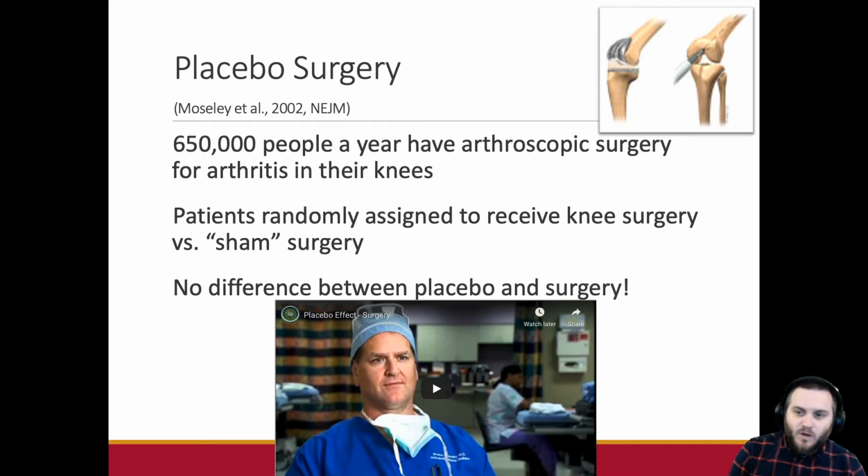So in this one, the doctors randomly assigned patients to either get real knee surgery or sham knee surgery. Now, what's double-blind about this? You think, well, the doctor needs to know when they're going into the operating room whether or not they're going to get real surgery or not real surgery. That's the thing. That's how you actually keep doctors in the loop.